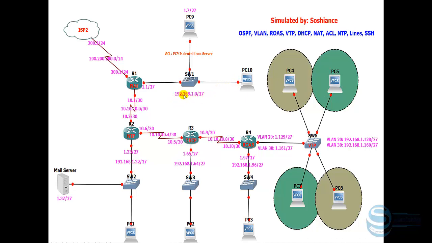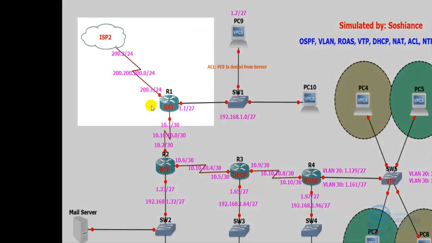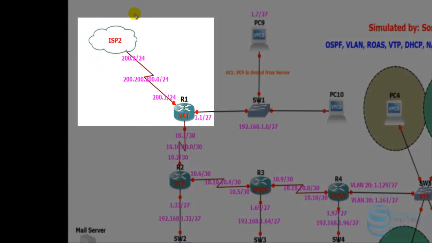This is class C, 192.168. This is a private IP address. This is a private IP address, class A. This is a private IP address, class A. All the IP addresses which are used within our private network are private IP addresses. But focus on this part. This is the router which is connected to our ISP, internet service provider. This router is our exit door to the internet. Just through these paths, we can connect to the internet.